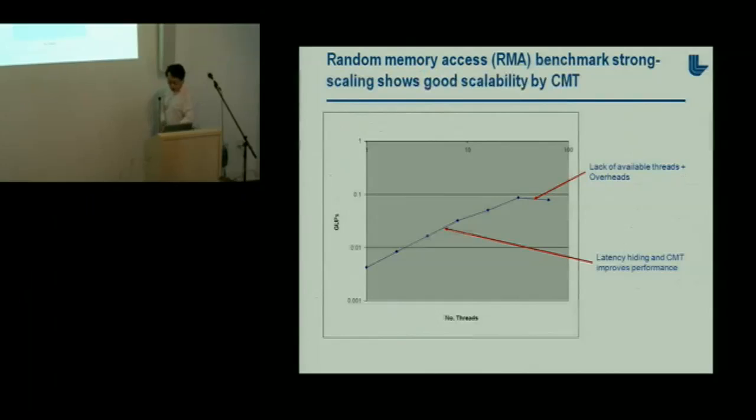We ran a very simple benchmark, which is called RMA, that basically accesses random locations of a big table in memory. As you can see, the more threads we add to this benchmark, the better the performance gets. This is the beauty of the MTA architecture. Of course, it will eventually flatten out because adding more threads at a certain point will not help that much. So it was a very good result.